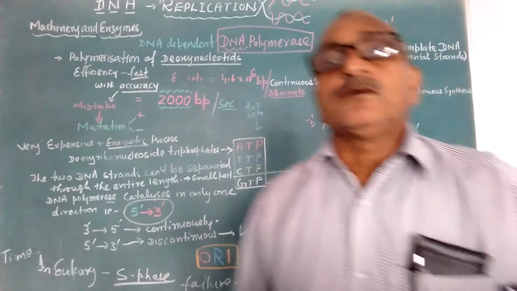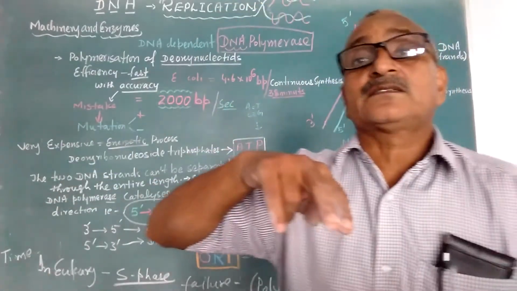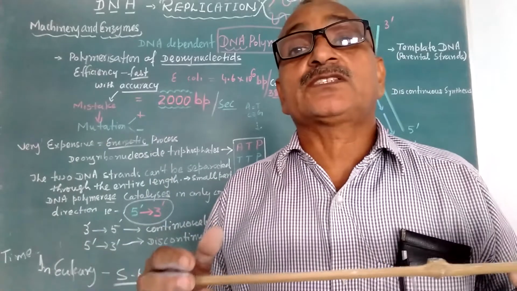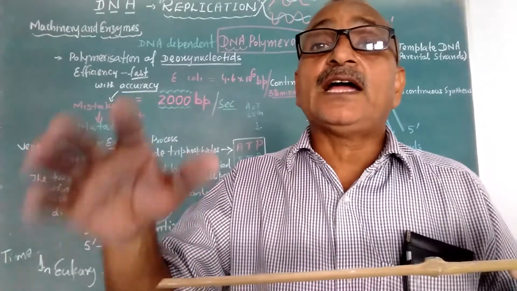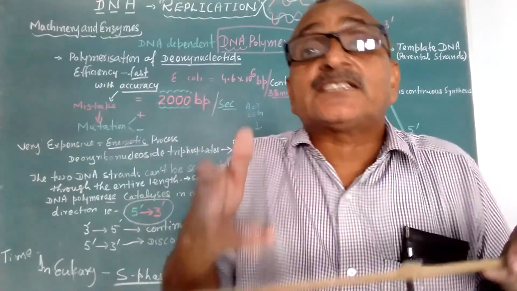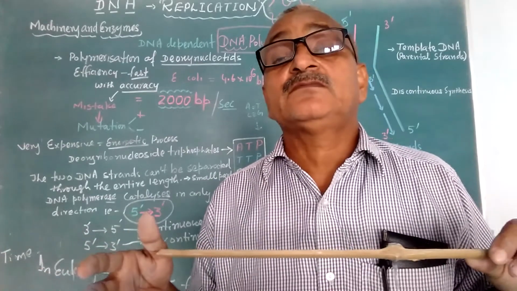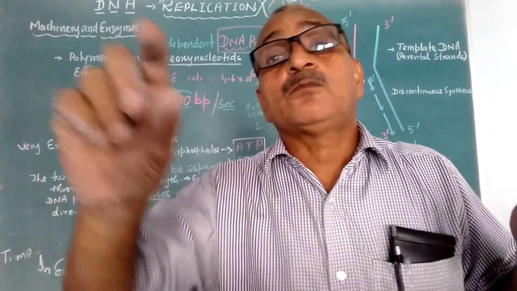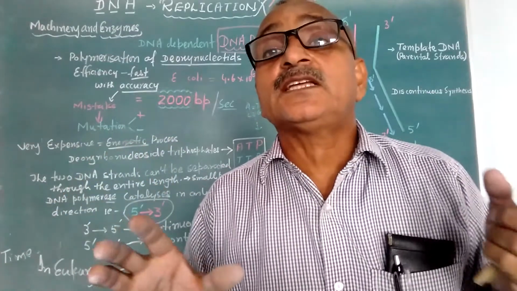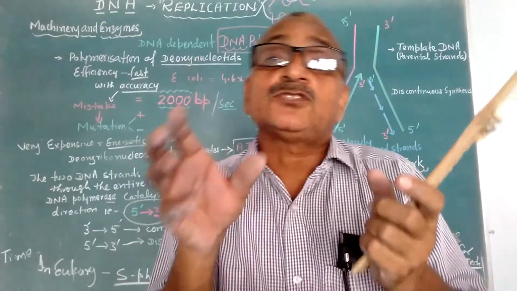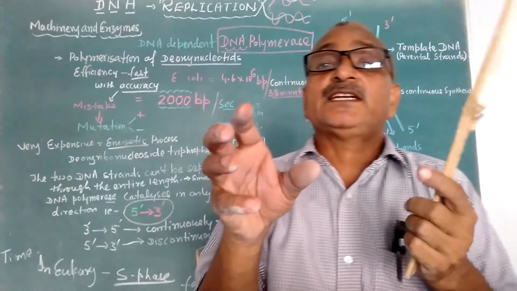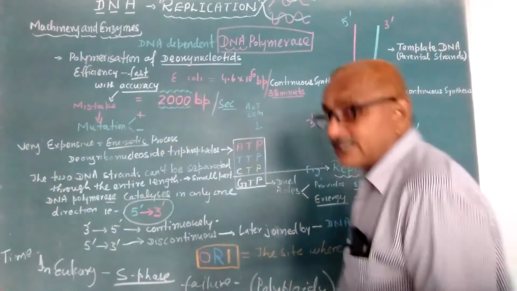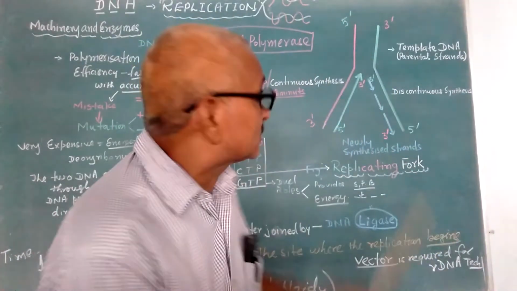Another thing, the two strands are catalyzed, and replication occurs not continuously. Again, it requires a huge amount of energy at a time that cannot be provided by the cell. You can't run an AC with a 6-volt battery. The cell has only so much energy, so it is efficient enough to catalyze in one direction, and in another direction it is discontinuous.